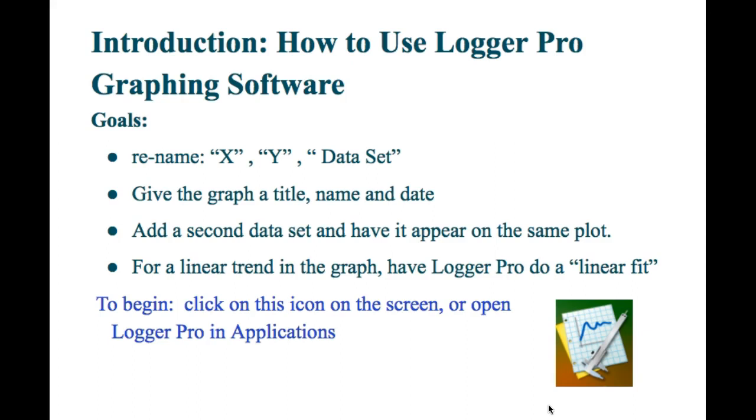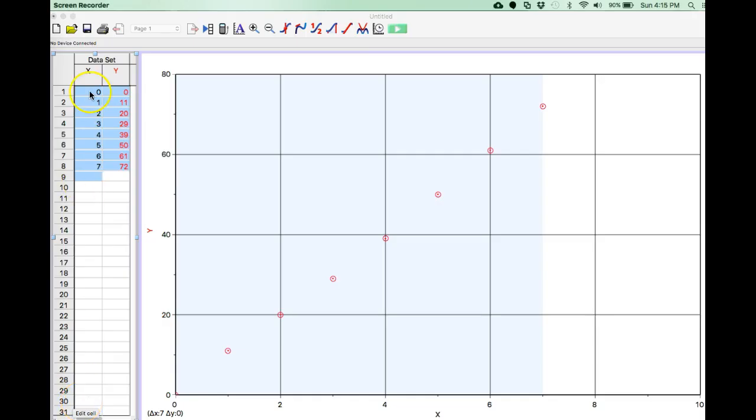To begin, you're going to click on this icon on the screen, or alternatively, you can open Logger Pro in the Applications folder. I have a Logger Pro file, and I've entered in the first set of data for our buggies. And as you can see, it automatically plots the data down, and it looks very linear.